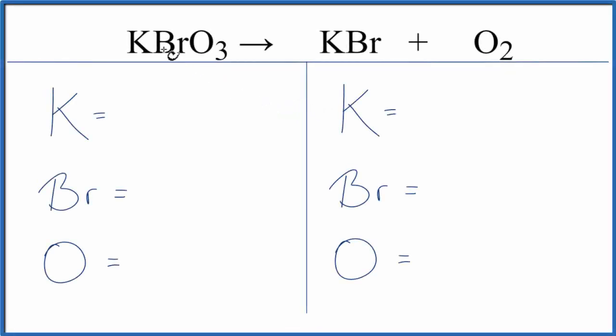In this video, we'll balance the equation KBrO3 decomposing into KBr plus O2. That's potassium bromate breaking down into potassium bromide plus oxygen gas. Let's count the atoms up on each side of the equation.